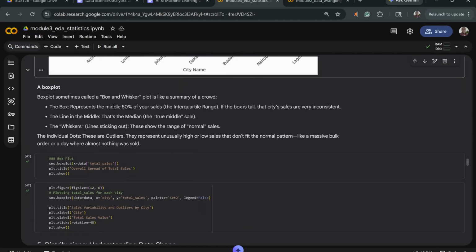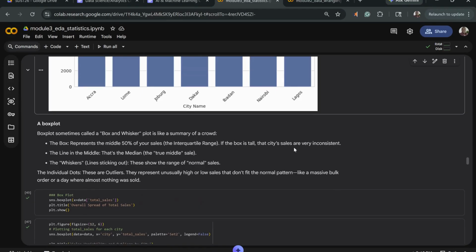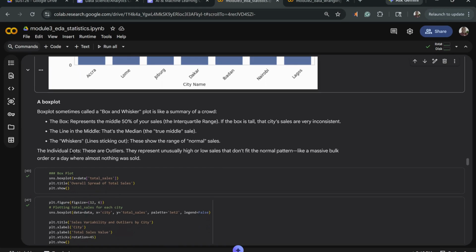The box represents the middle 50% of your sales, the IQR, as we have shown the other time. If the box is tall, that city's sales are very inconsistent. If you have a tall box, that means the variance is high. The line in the middle is the median, and the whiskers show the range of normal sales. The individual dots are outliers. They represent high or low sales that don't fit the normal pattern.